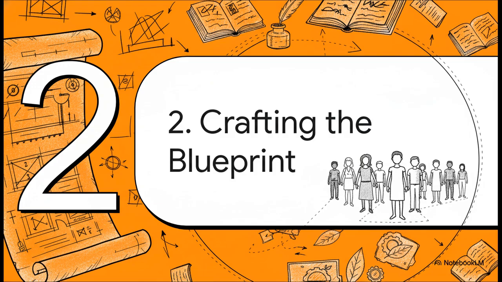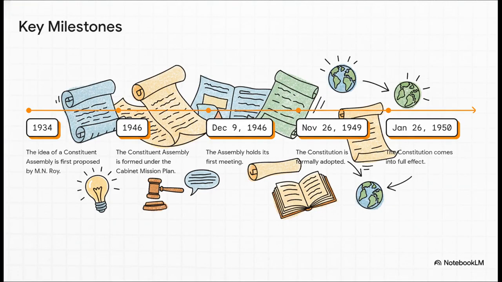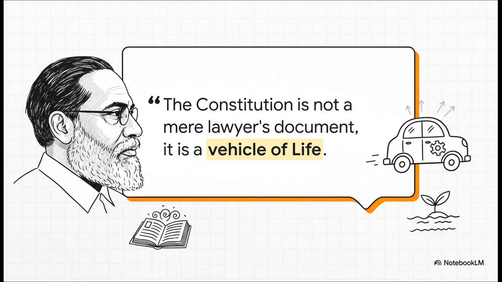So, how did they even begin to craft this grand blueprint? And what was the core vision that was guiding them through this massive undertaking? Well, this was no rushed affair, not at all. The idea for a constituent assembly had actually been floating around since 1934. Once it was finally formed in 1946, its members spent nearly 3 years meticulously debating every single clause. They studied over 60 other constitutions from around the world, looking for the best ideas that would fit India's unique context. And right at the heart of this whole process was the drafting committee, led by its brilliant chairman, Dr. B.R. Ambedkar. He's often called the father of the Indian Constitution, and for good reason.